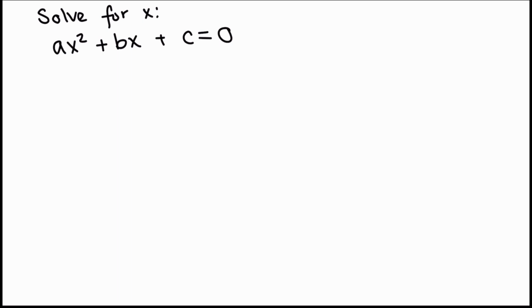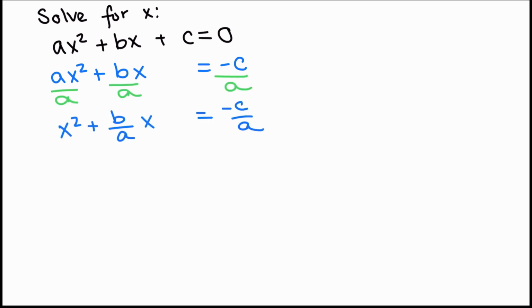All right, finally, let's see what happens if we take a general quadratic of the form ax squared plus bx plus c equals 0, and we apply the method of completing the square. First step is move the constant over, subtract the c. Then I have to divide everything by a because I need that first term to be just an x squared. So that gives me x squared plus b over a x equals negative c over a.